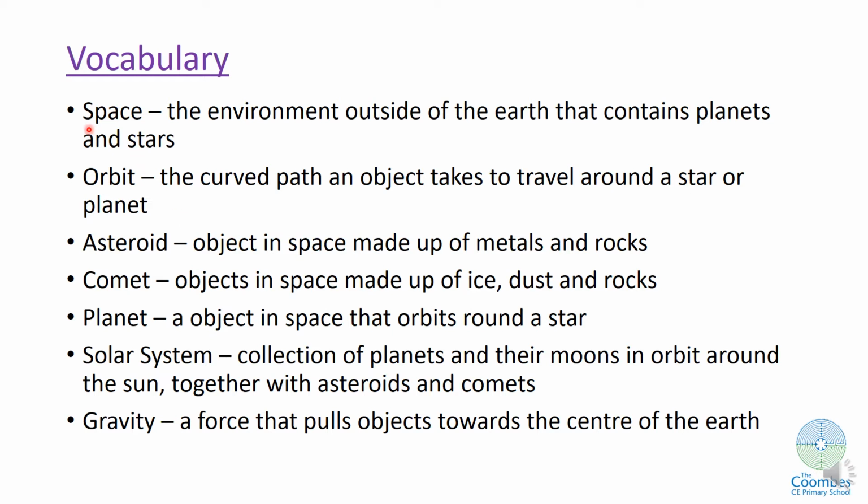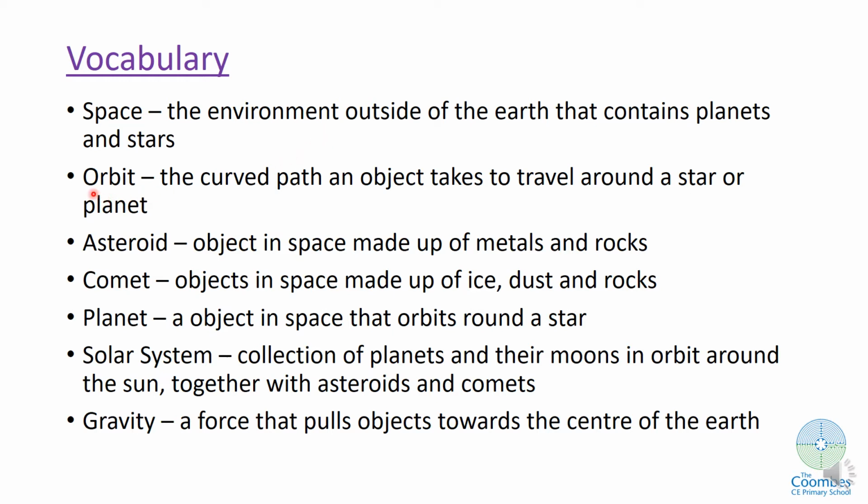So the first word is this one here, and it's space. And space is the environment outside of the Earth that contains planets and stars. So we live on the Earth, but if we were to leave the Earth, we would be in this environment that's called space. And in space, there are lots of different planets and lots of different stars. And this is where astronauts would travel to.